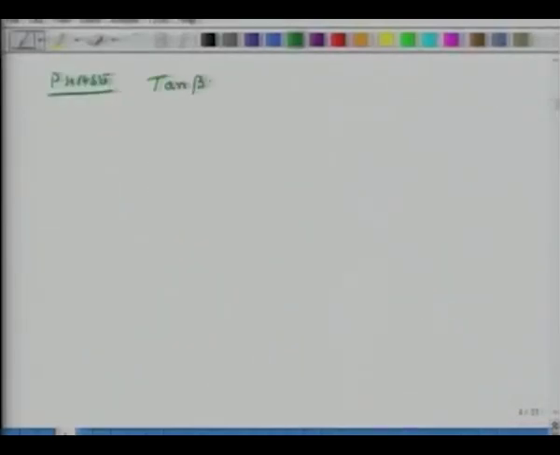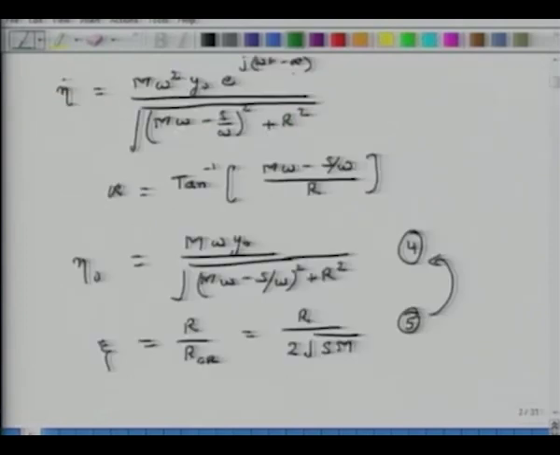Let's say tan beta equals minus 1 over tan alpha. But even before that, from this relation, what we see is that the phase difference between eta dot and y is alpha, right? So between eta dot and y, I have a phase difference of alpha. And if I integrate eta dot, I get eta, and then between eta and y, my phase difference is alpha plus pi over 2, right?